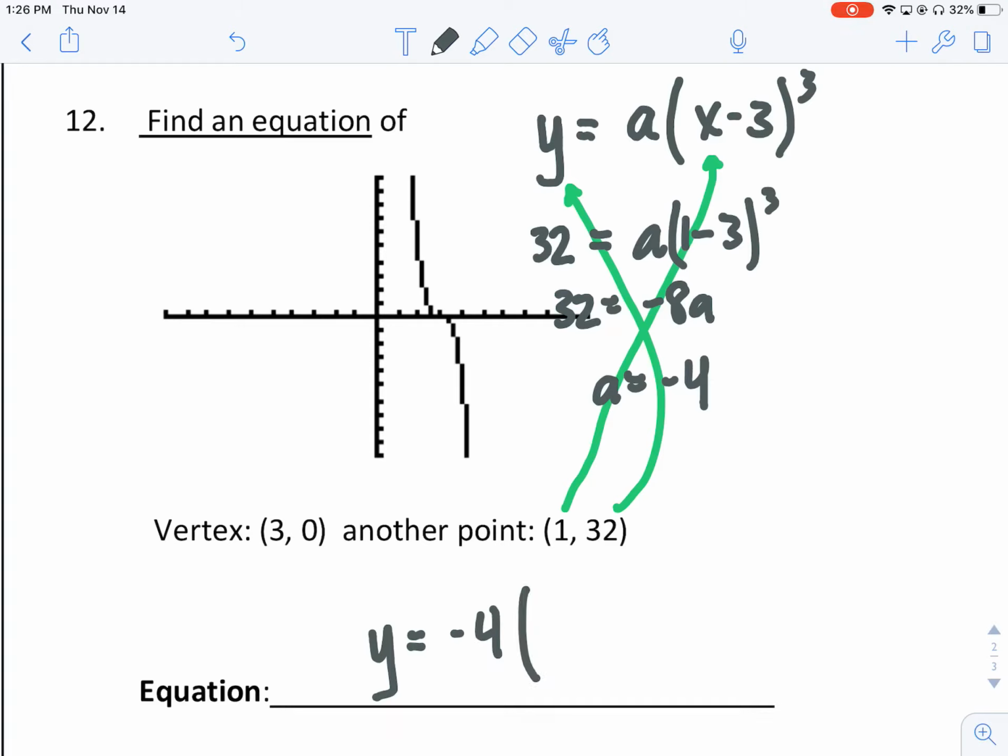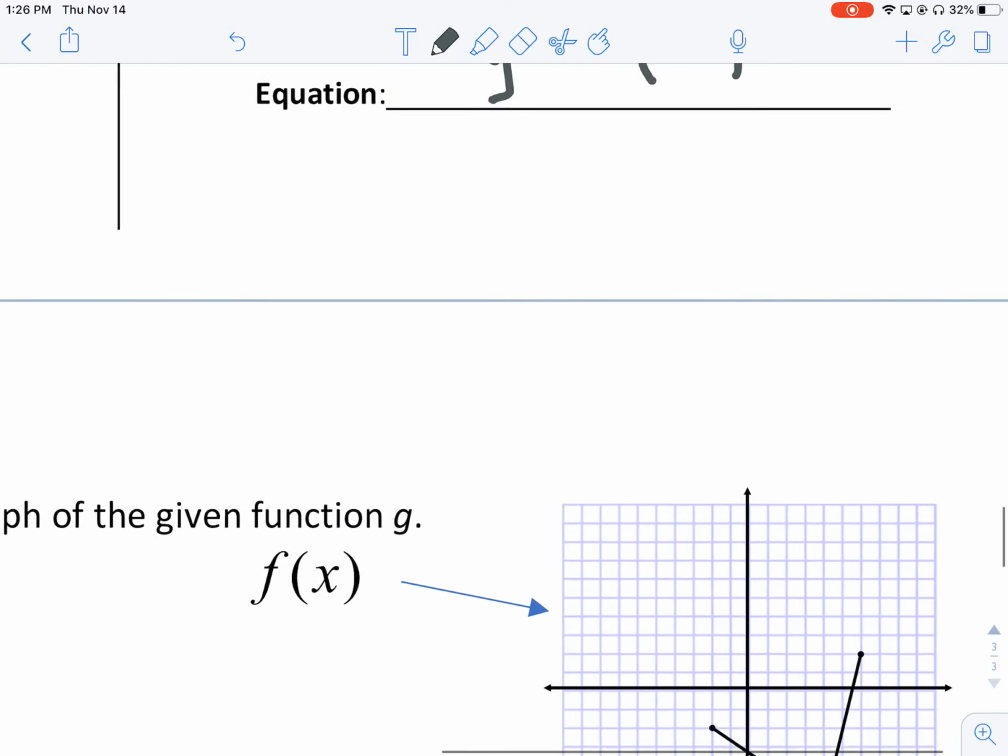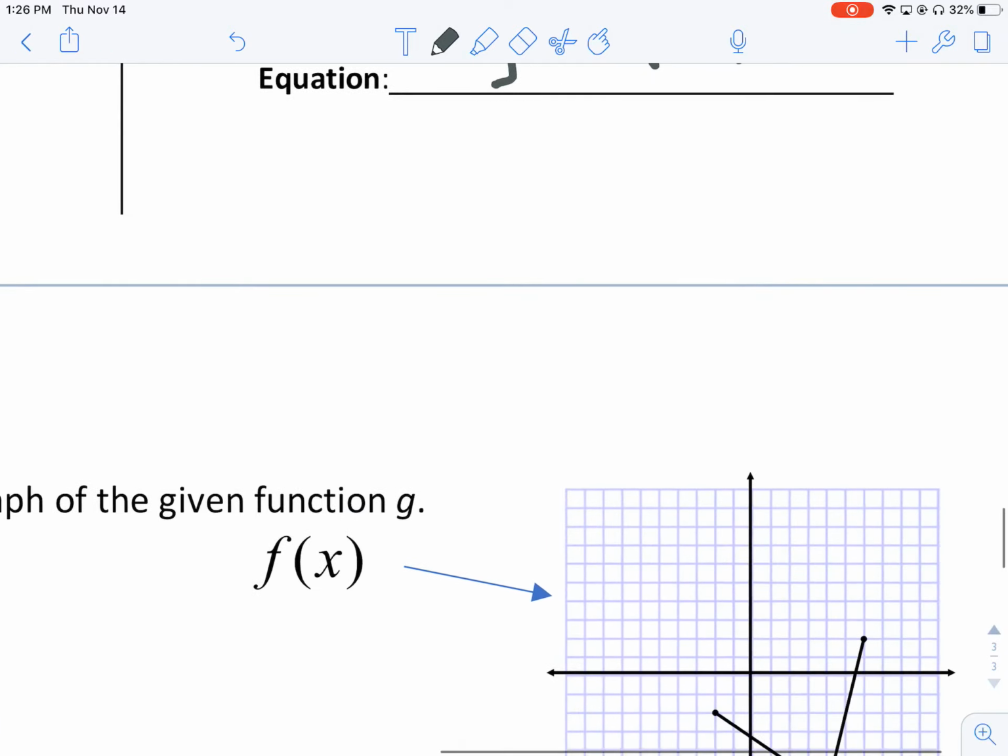So it's been vertically stretched and it's been reflected over the x, and it was just x minus 3 cubed. There we go. On to the last page. 4 problems to go. We can do it. You can do it.